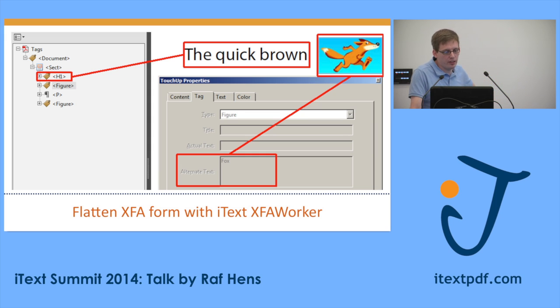If we run this through our flattening process, you can now see that the resulting PDF will contain this information from the XFA form, and it will mark the first part of text as an H1 heading. And if you look at the properties of the figure tag representing the Fox, you can see that the alternate text for the image now says Fox. So at this point in our XFA flattening implementation, we retain all this extra information that is available in XFA forms.